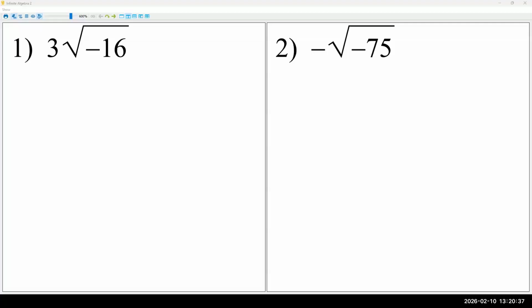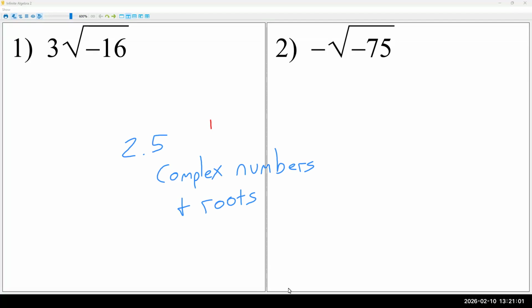All right, in this lesson, we are looking at 2.5, write that on the board, 2.5 complex numbers and roots. Okay. So instead of thinking of them as complex, another word we sometimes use is imaginary.